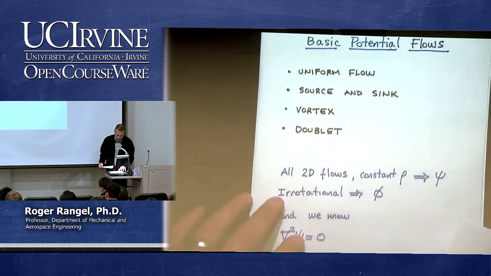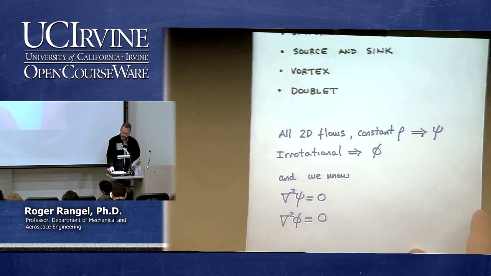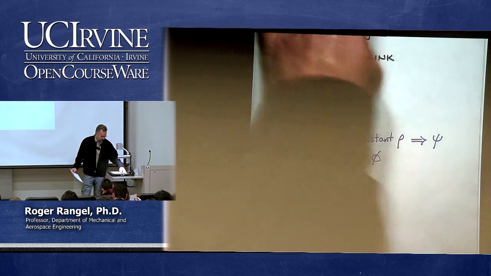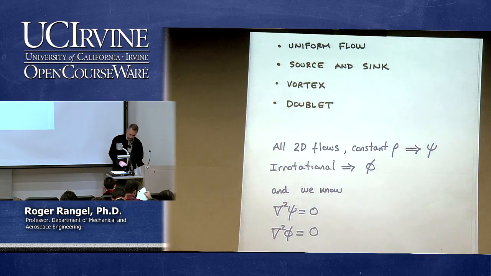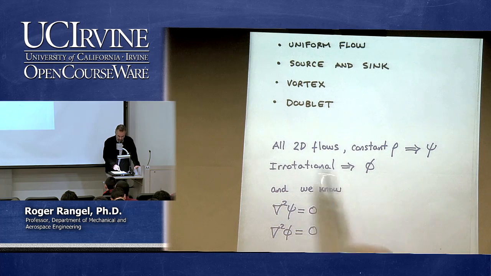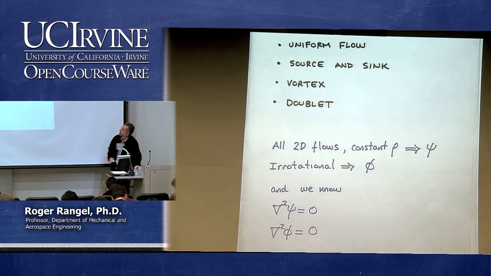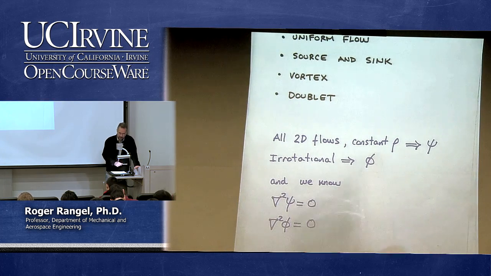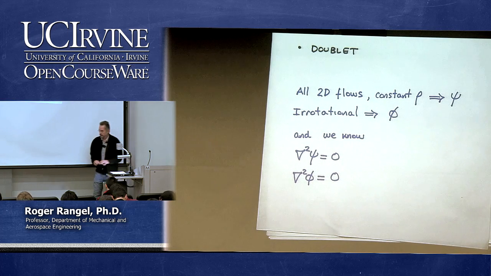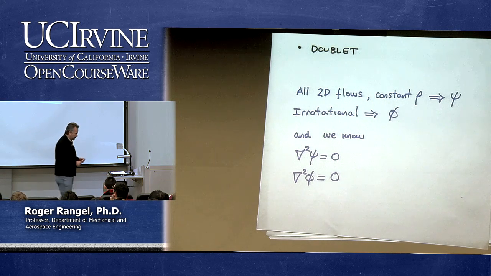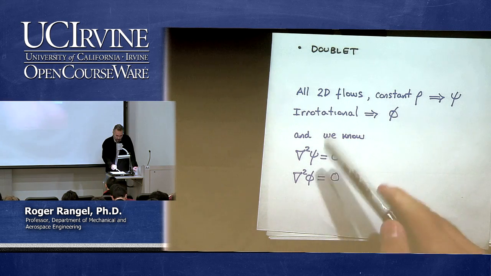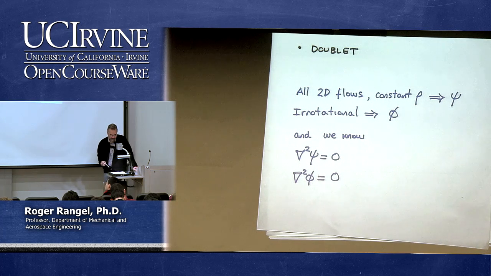So to summarize, we're going to be looking at two-dimensional flows, constant density, that will allow us to introduce the stream function. So we can use psi. And because we're talking about potential flows, we also want the flows to be irrotational, so the vorticity is equal to 0. So then we know that both psi and phi must satisfy Laplace's equation. So we just need to study some specific functions, psi and phi, that satisfy Laplace's equation and represent some basic potential flows.